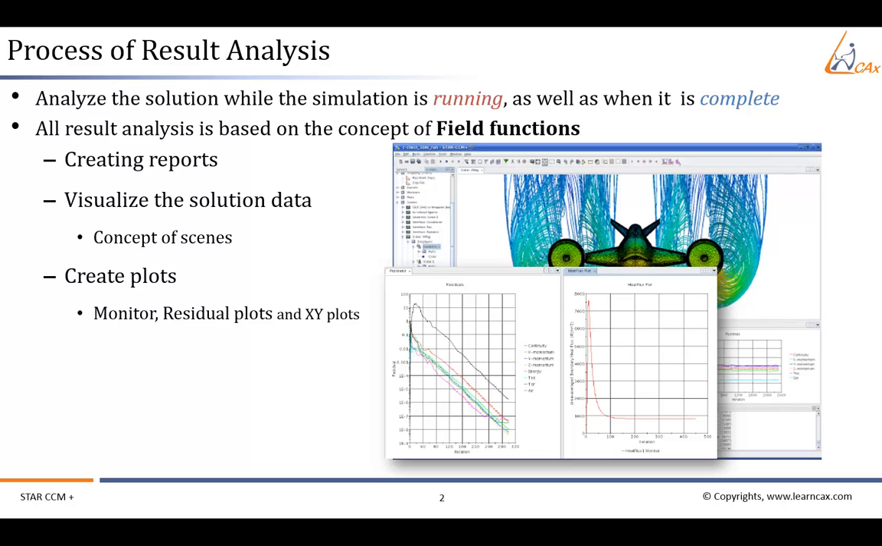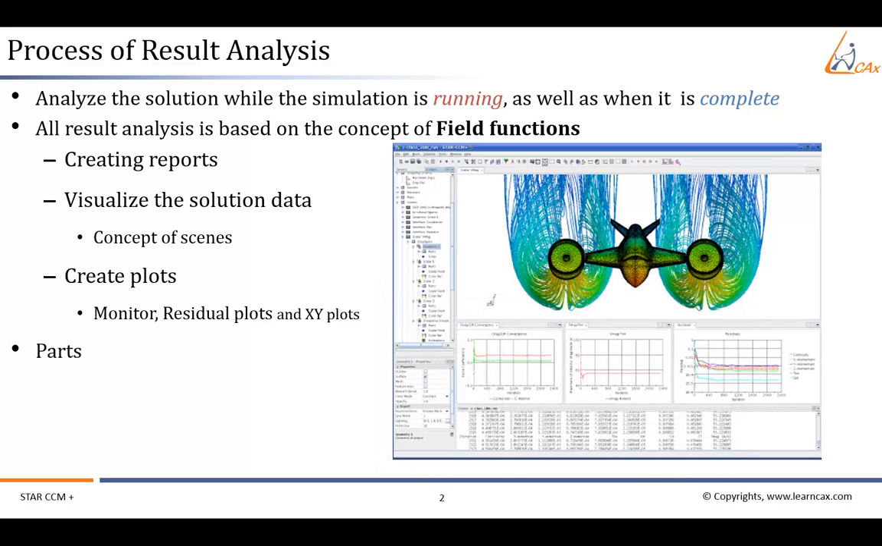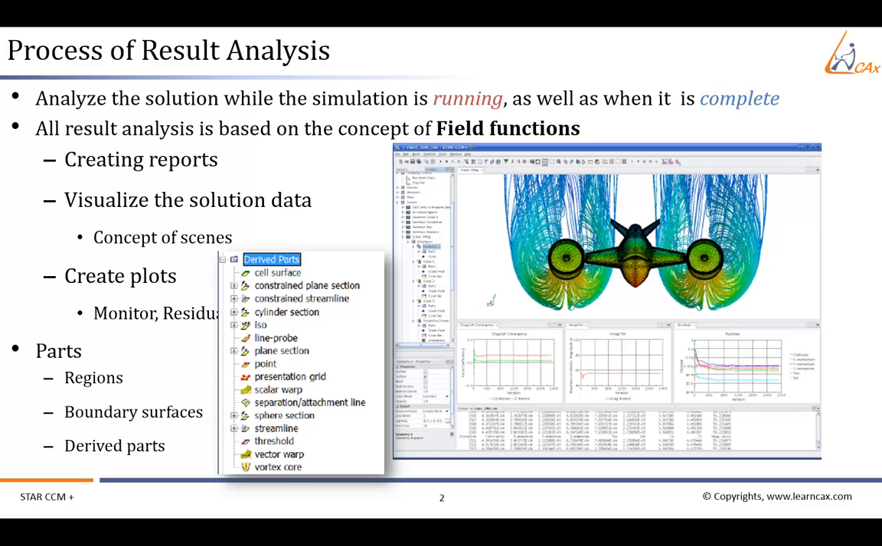The general process is to choose parts on which we see field functions. Then use any of the 3 methods to extract data of field function from or on that part. Such parts can be regions, boundary surfaces, or derived parts. Derived parts are additional lines and surfaces. These we can create in addition to the surfaces already present on geometry parts and regions.